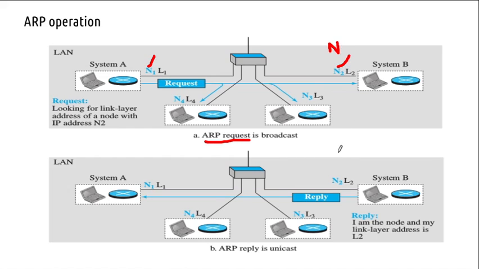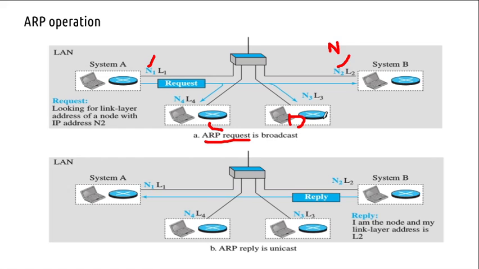It is received at the physical layer, then passed on to the data link layer, and it goes into the network layer. Each of these systems, say L1, L3, L4, this is C, D, B, all of these systems' network layers will receive this, and the address resolution protocol in the network layer of each of these will examine this packet.